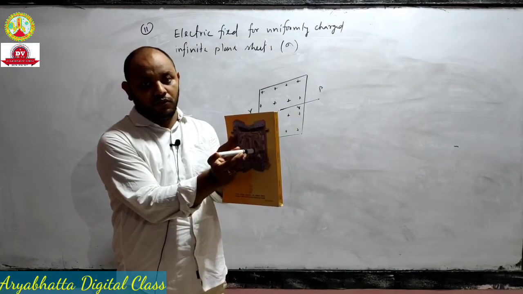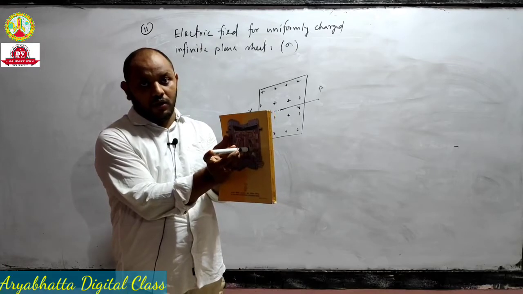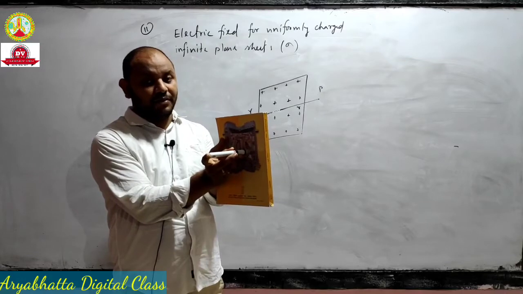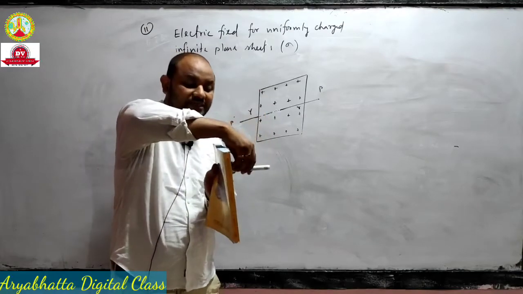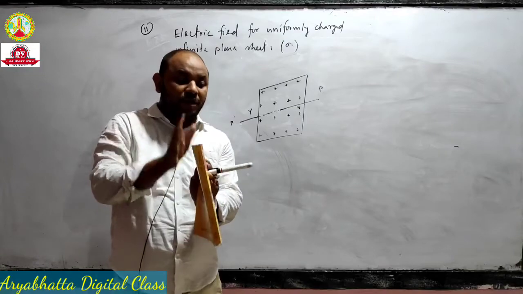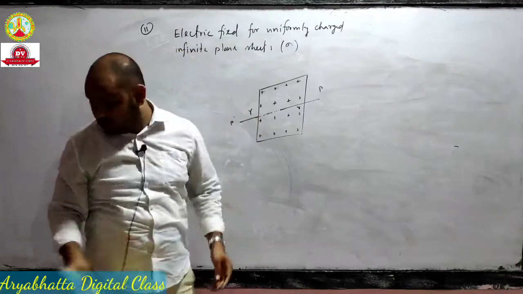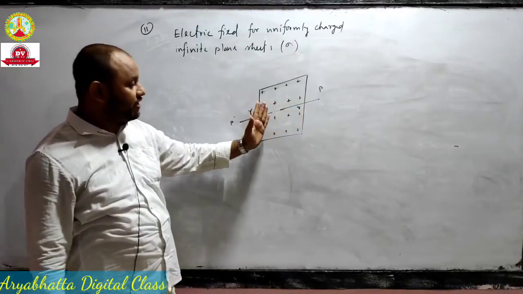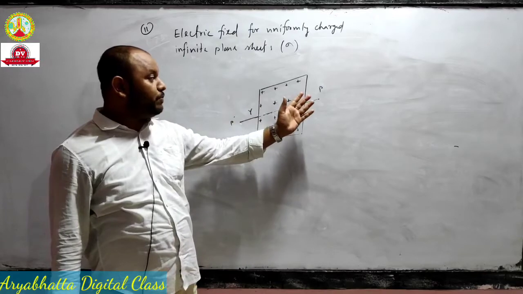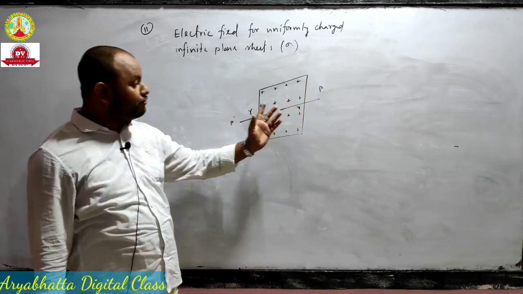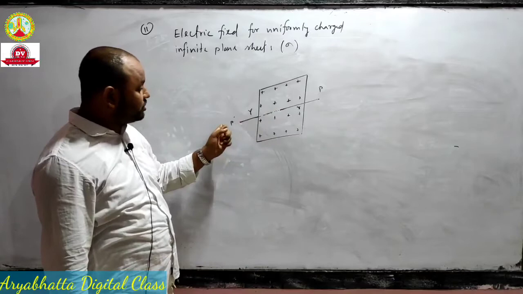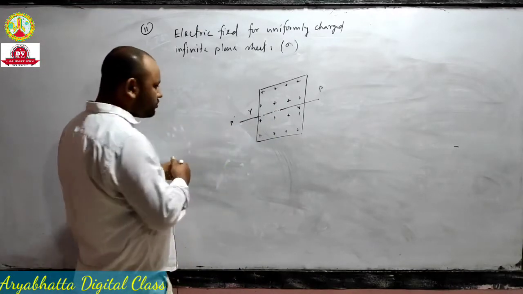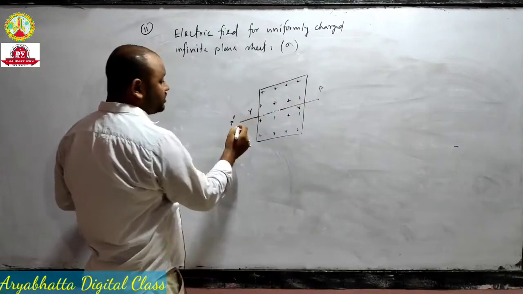For this we need to use Gauss's theorem. If we apply Gauss's theorem, we need a Gaussian surface. For the Gaussian surface, on the left side also at the same distance I have imagined another point P dash. The distance between P and P dash will be twice r, because P is a point on the right side at a distance r from the surface, and on the left side we have considered another point P dash.